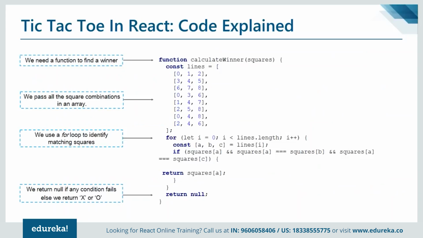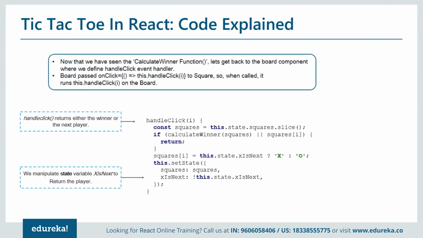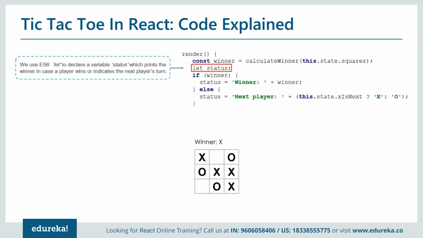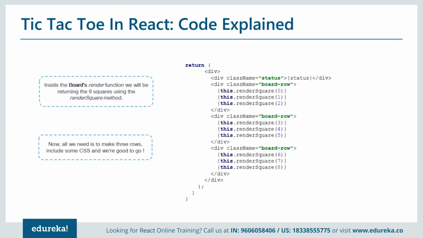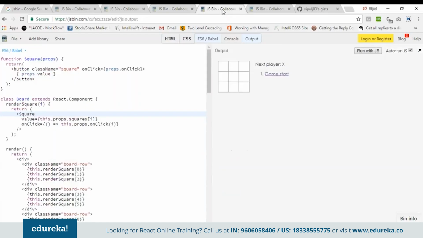There is a function called calculateWinner, which is required to find the winner. We'll pass all the square combinations: 0, 1, 2, 3, 4, 5. All these are square combinations, over which we can loop to identify the matching squares. Finally, we'll return null if any condition fails, else we return X or O. Then we have the handleClick function, where we manipulate the state variable. Then we use ES6 let to declare a variable, let status, which prints the winner in case a player wins or indicates the next player's turn. Finally, inside the board render function, we will be returning 9 squares using the renderSquare method. Let's see this from a demo perspective, then we will have a better understanding of how it works.